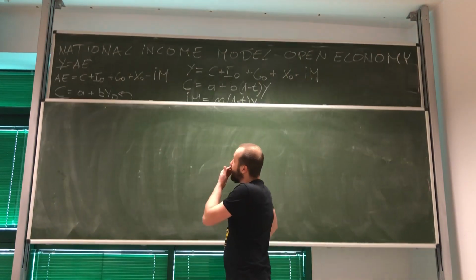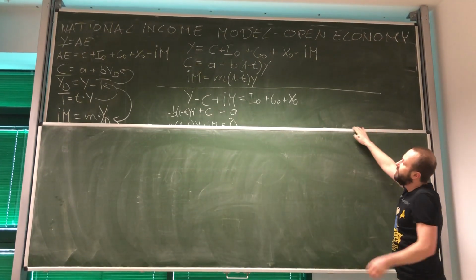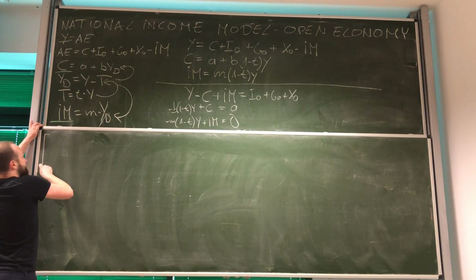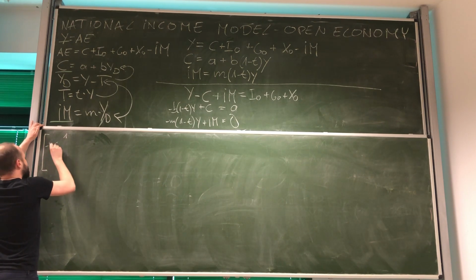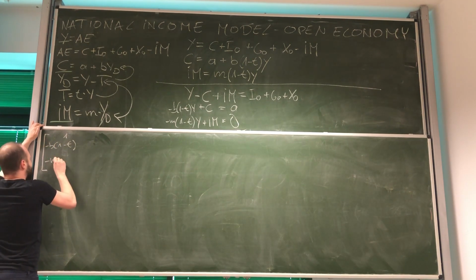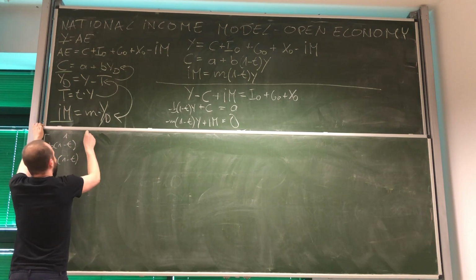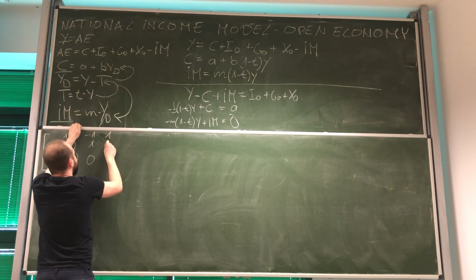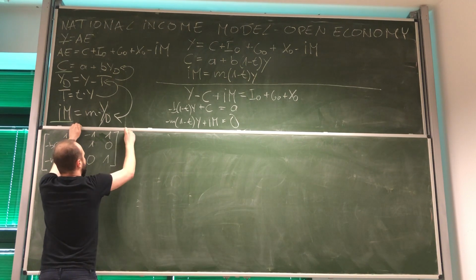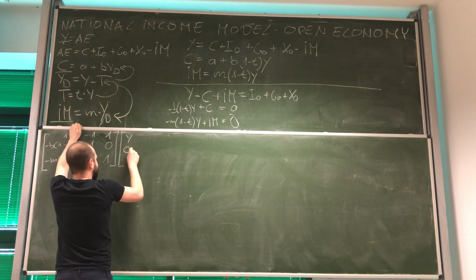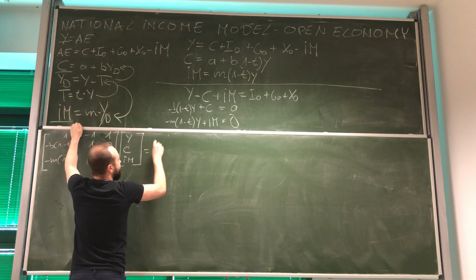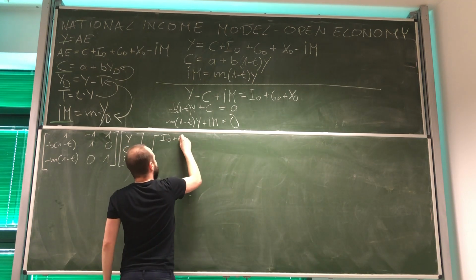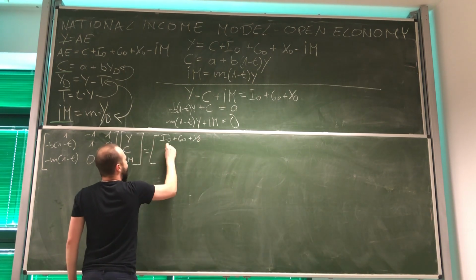So now, having done this move, we can easily put this system into matrix notation. Okay, so we've got 1 negative b 1 minus t, negative m 1 minus t. Then we've got negative 1, 1, 0, and then we've got 1, 0, 1. Okay, so here we have y, c, I, m equals to I0 plus G0 plus x0, a 0.